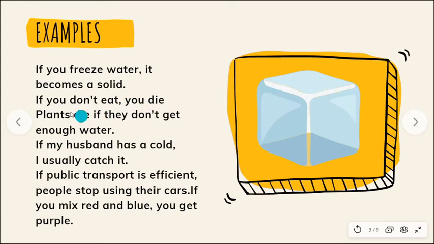Acá quiero que tengan en cuenta que el if va al inicio. Sin embargo, también podemos ponerlo al final. Plants die if they don't get enough water. También es posible. ¿Listo? Entonces, ¿qué acción pasa cuando congelamos el agua?